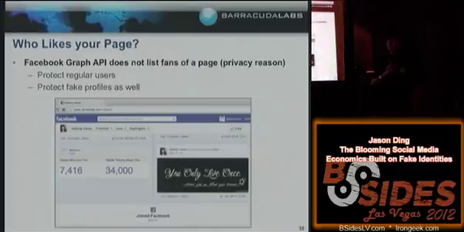And who likes your page? You have many likes, but do you know who likes your page? Unfortunately, there's no API for you to easily get the list of people who like your page. On one hand, it protects regular users, but on the other hand, it also protects these fake profiles, because nobody knows unless Facebook tells you, or unless you ask everybody, do you like my page? 1 billion users on Facebook. Okay, go ahead, ask.